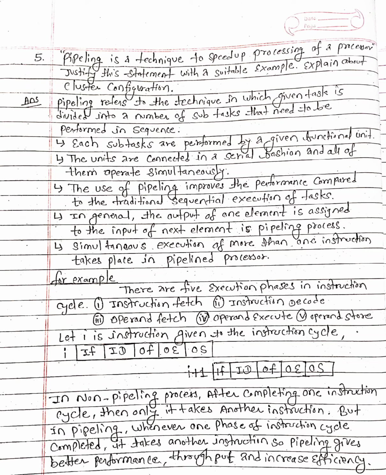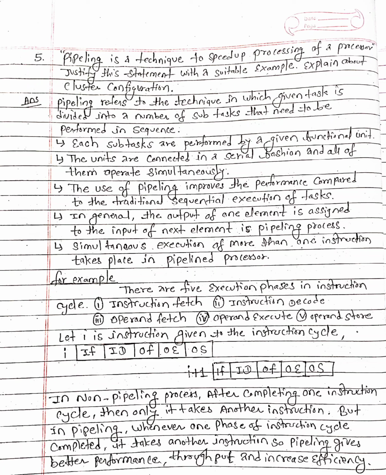If we give an instruction to the instruction cycle, first instruction fetch, instruction decode, operand fetch, operand execute, operand store. These are the phases in this instruction cycle, and we give instruction I first to this instruction cycle, and it completes all the phases, and after that we give another instruction. In the non-pipelining process, after completing one instruction cycle, only then does it take another instruction.